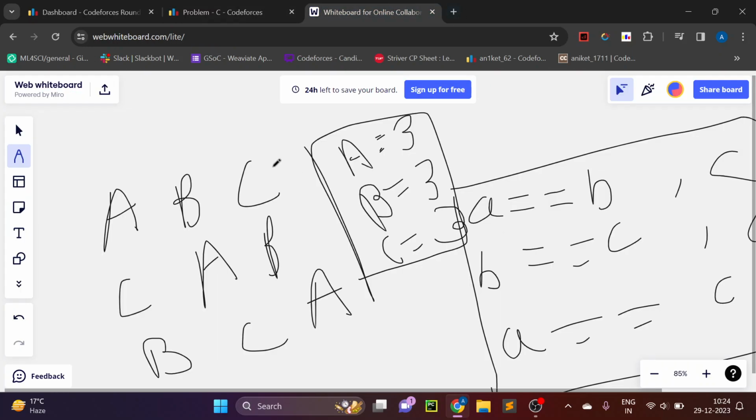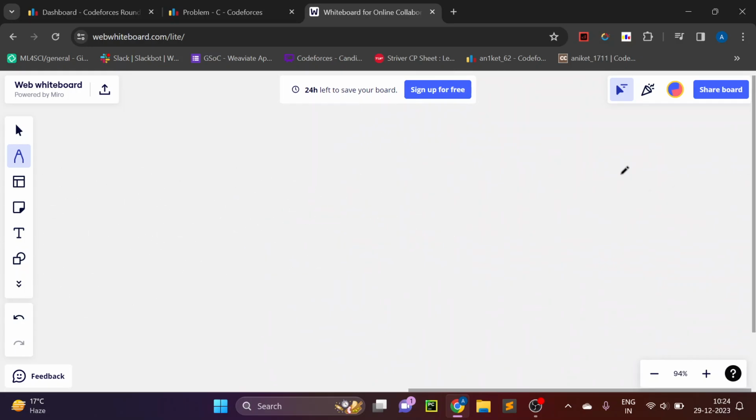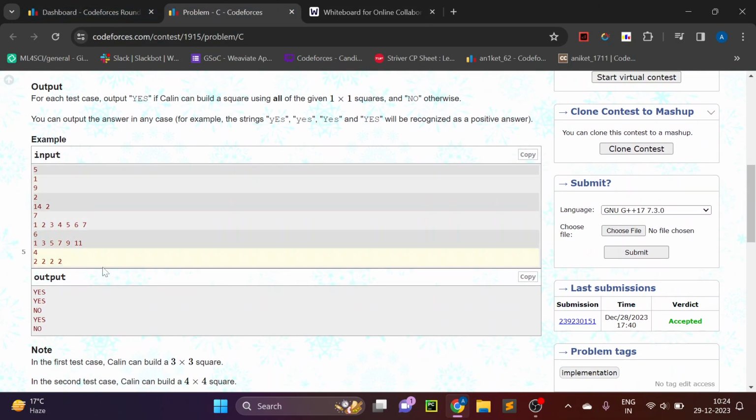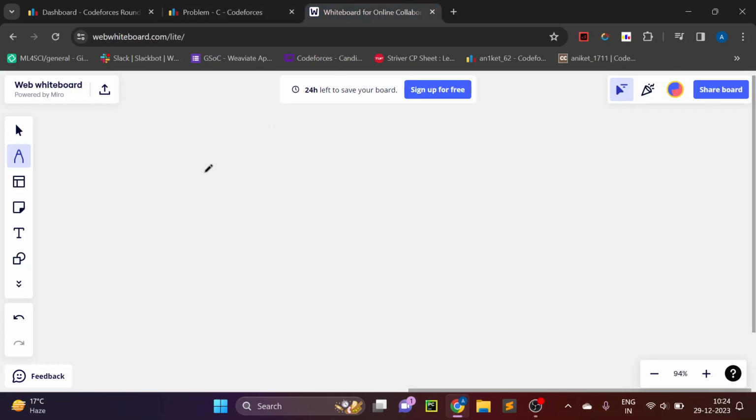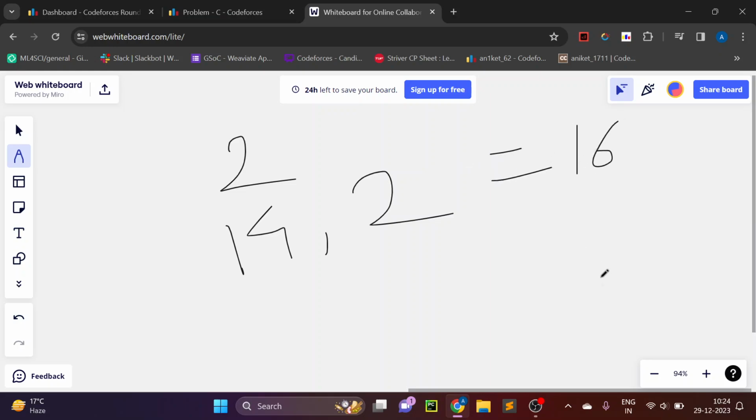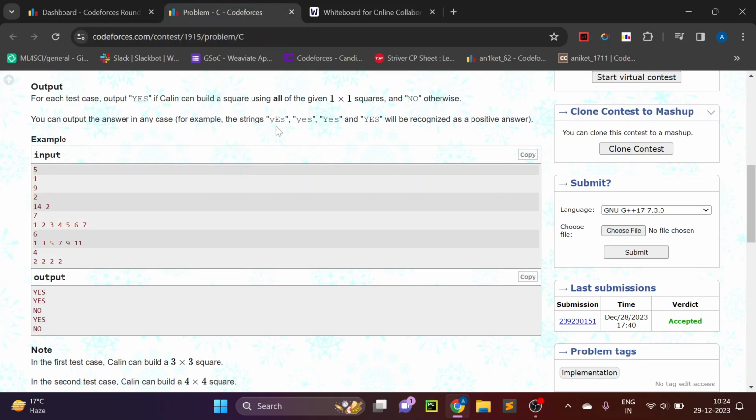Now let's take the second example. So the array size is 2 and we are given 14 and 2. So now the total number of squares is 16. Now we have to build a square using these 16 blocks of length 1, and if we can build such a square, we have to print yes, or else we have to print no.